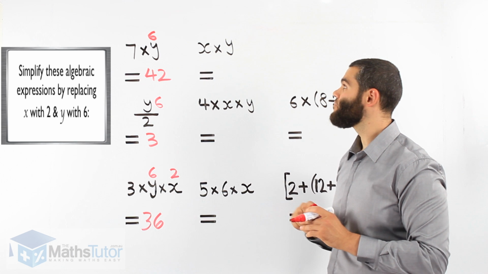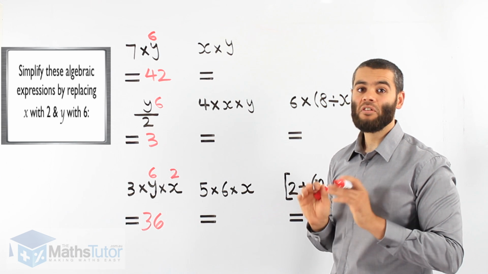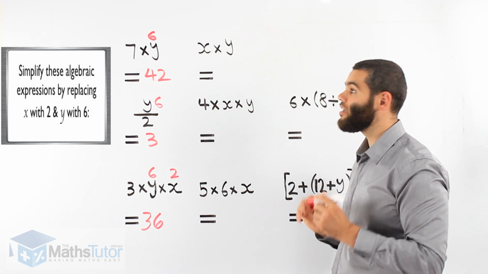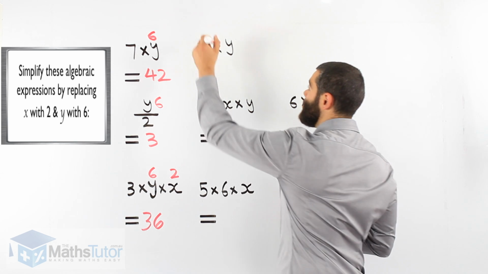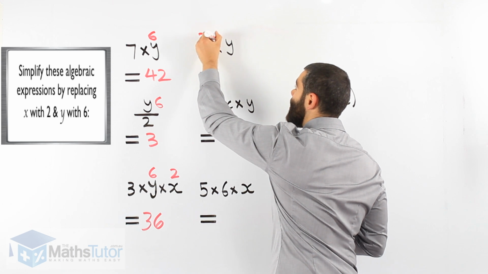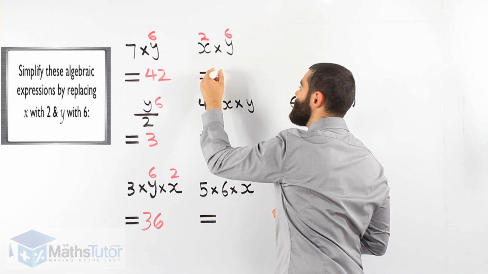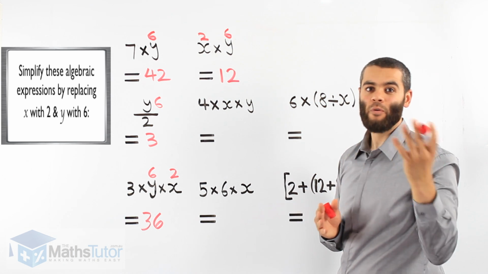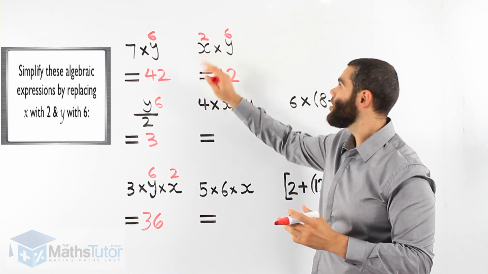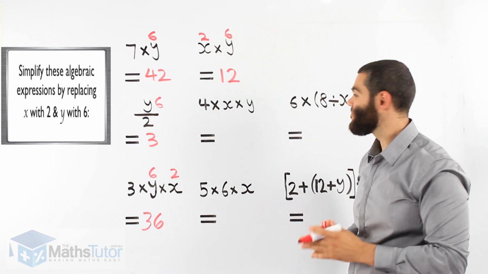Here we have x times y. We know the x is a 2, and we know the y is a 6. So 2 times 6. Our answer is 12. This is substitution. We're replacing our pronumerals with numerals.